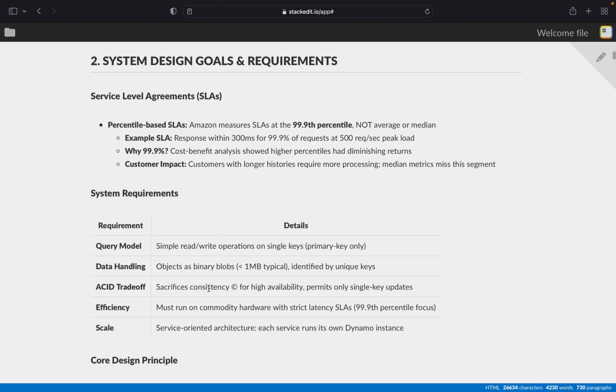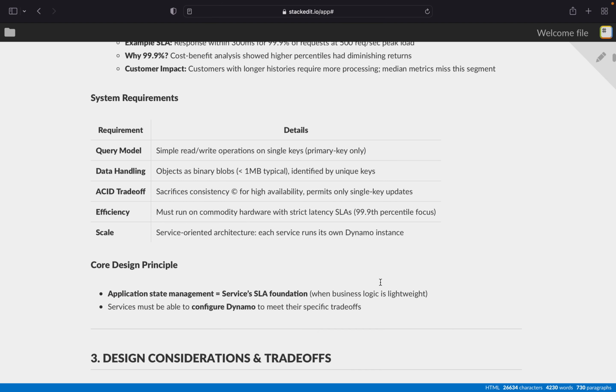And the SLA, the service level agreement, that was needed is that it must be at the 99.9th percentile, with very low latencies.